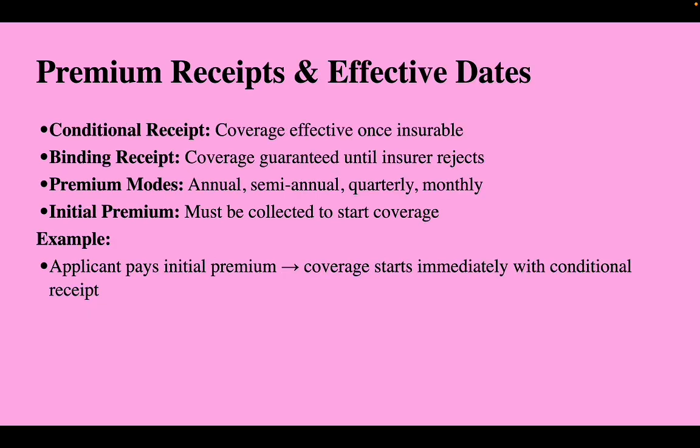Premium receipts and effective dates. Coverage often begins once a receipt for the initial premium is issued. A conditional receipt makes coverage effective if the applicant is insurable, while a binding receipt guarantees coverage until the insurer rejects the application. Premiums can be paid annually, semi-annually, quarterly, or monthly. Collecting the initial premium is critical for coverage to start. For example, an applicant who pays the initial premium may have immediate coverage under a conditional receipt.